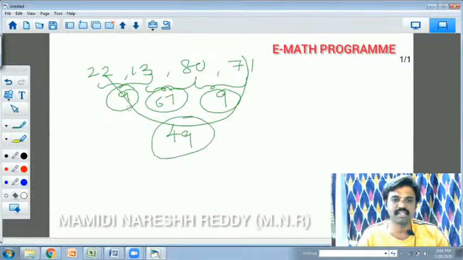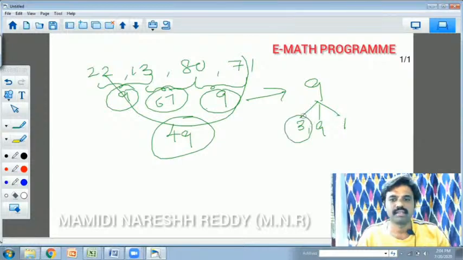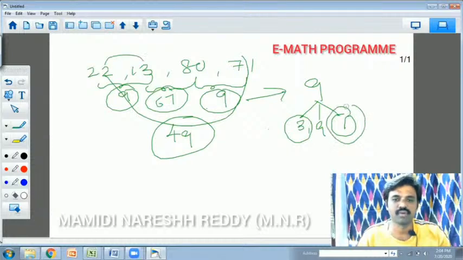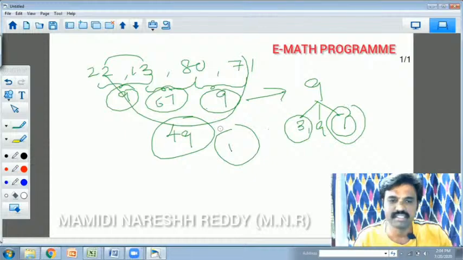As I said, the least number is 9. So let us take the factors of this one: 3 and 9 and 1. So the least one is 3, but 1 also is there. So let us see that 3 and 9, but none of these are factors of all 4 numbers. That's why the final answer is 1. So 1 is the GCD of these 4 numbers.